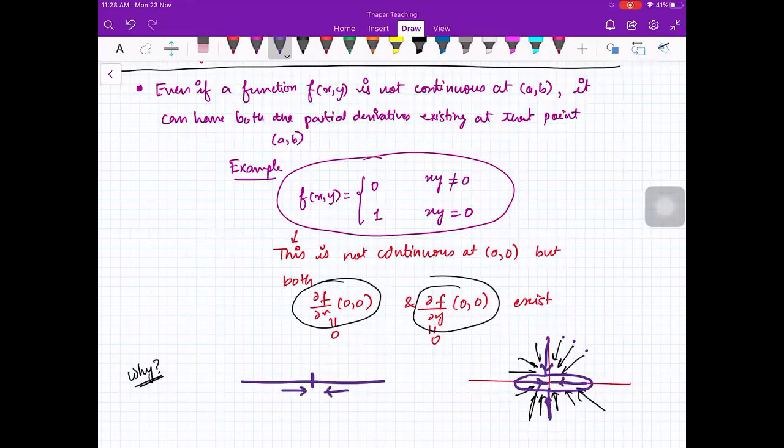From here, you're just coming from the x direction, right? From two sides, right side or left side. So their continuity is required for the existence of the derivative. But here, when you are talking about partial derivatives, you are just concentrating on the x-axis if you are talking about the partial derivative with respect to x. So we are not concentrating on all the directions. That is why derivatives may exist even if the function is not continuous.